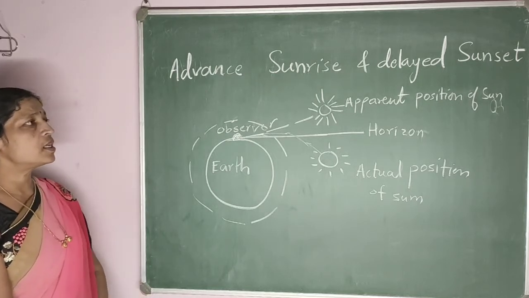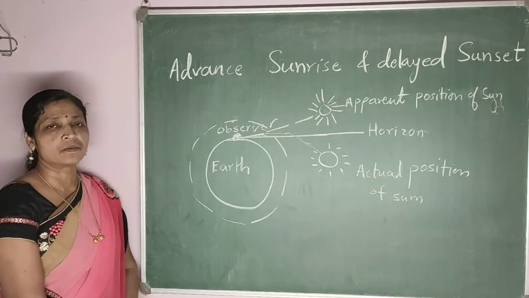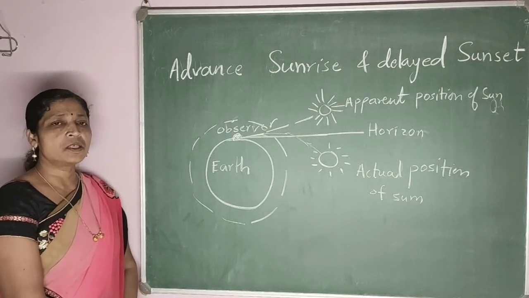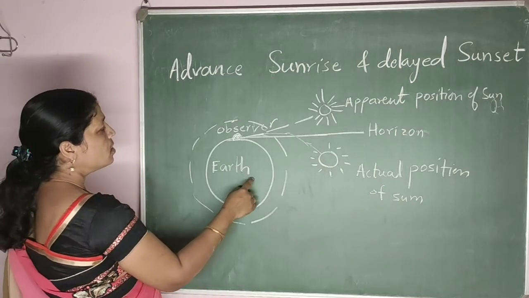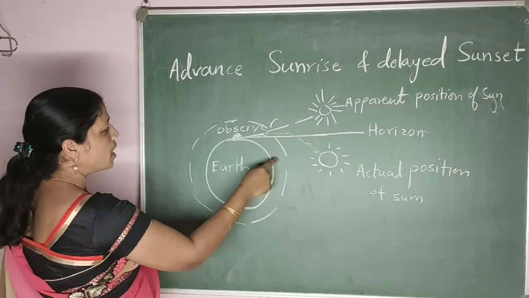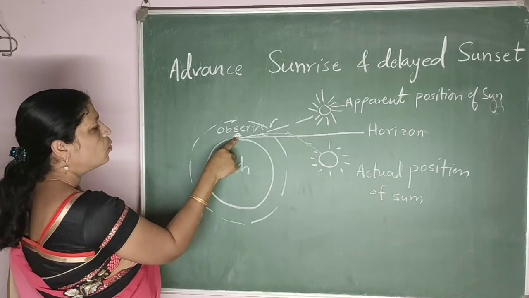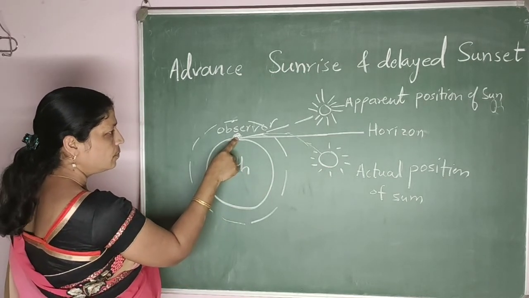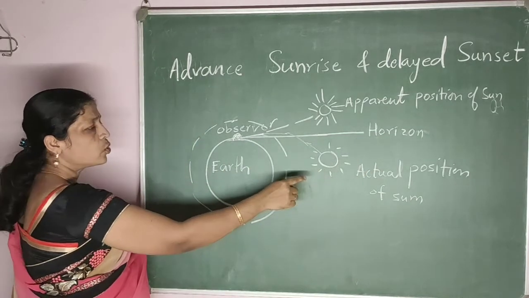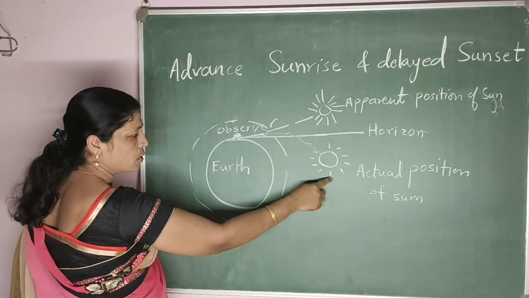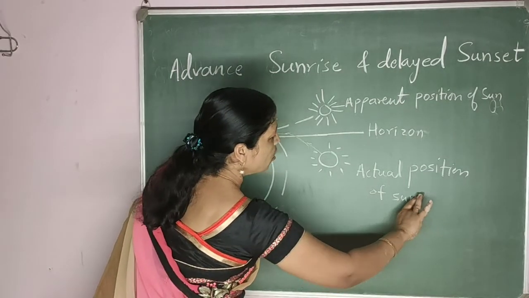This advanced sunrise and delayed sunset are both due to atmospheric refraction. Let us see the explanation with the diagram. Here the earth is there. Above the earth there is atmosphere. The observer is here, who is on the surface of the earth. This is the horizon. Now actually the sun is below the horizon.